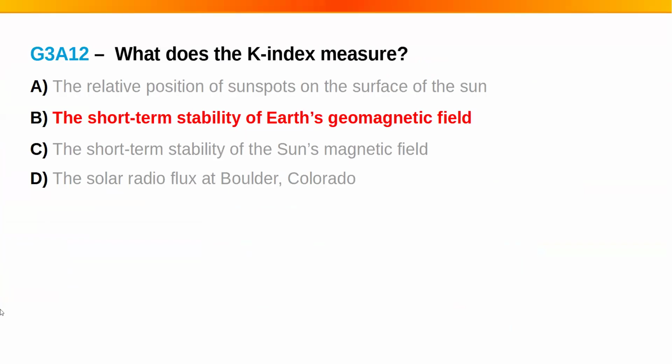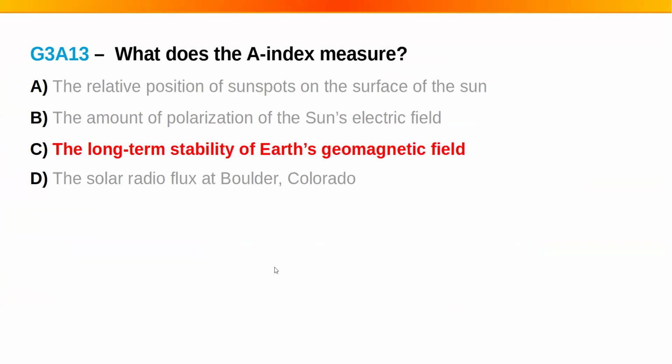So what does the K index measure? It's a tough one. Baker. The red one. Or did it skip ahead?